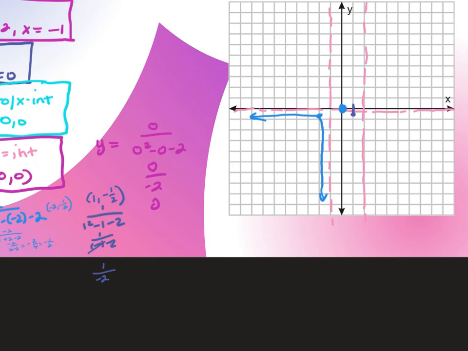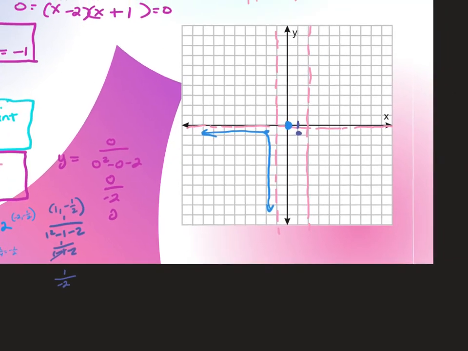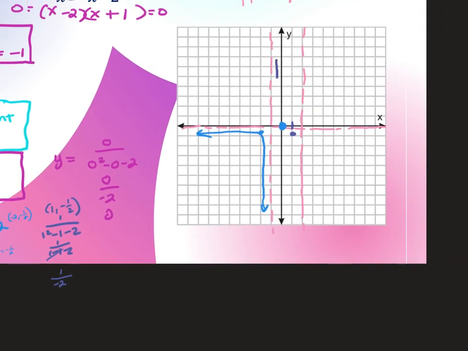Totally coincidence that they're the same point. That doesn't always happen. But now I know that this is going down to the right, which means this is taking on that cubic shape. So it's going up to the left and down to the right.